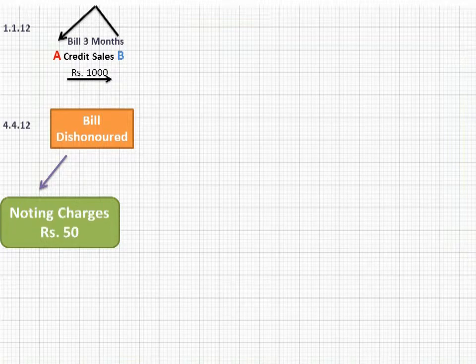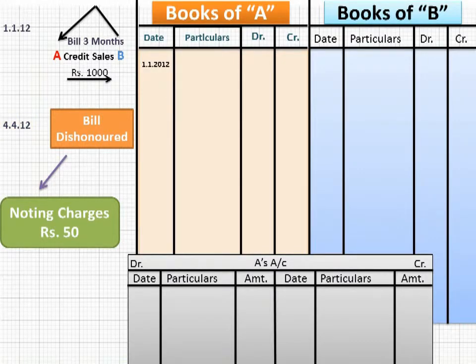The bill was dishonored means on due date the bill was not met, or you can say on due date the bill was not paid. Due date means the date of maturity, and the date of maturity in this question is 4th April 2012. So let's see what will be the journal entries in the books of A.